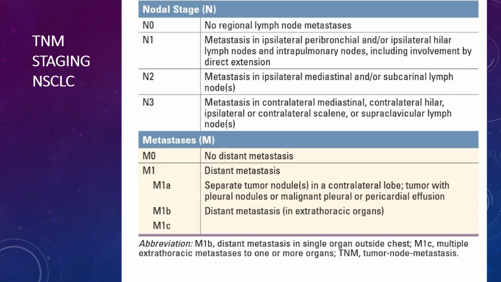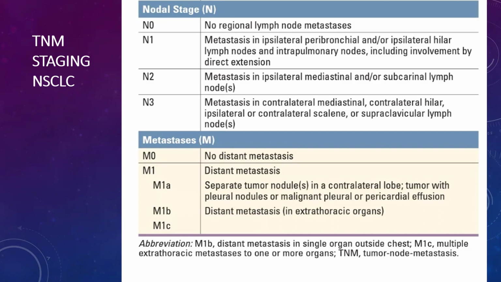Okay. N2 is if you have lymph node involvement of your ipsilateral mediastinal and/or subcarinal nodes. So N2 lymph nodes are in the midline. Midline. Mediastinal, subcarinal. So those are N2. N3 is if you have lymph node involvement of any contralateral lymph node. So anything that is contralateral is already N3.